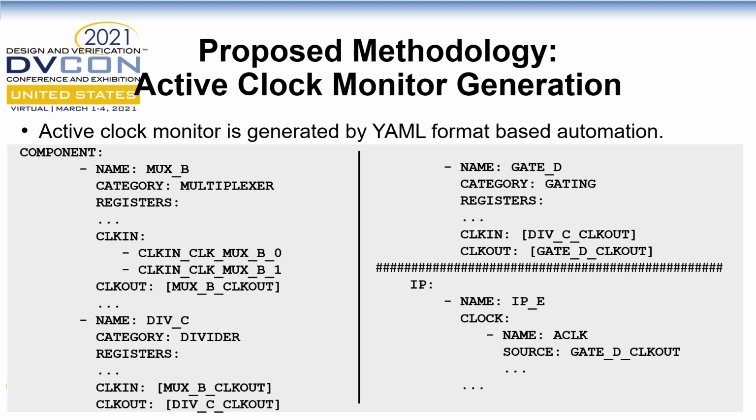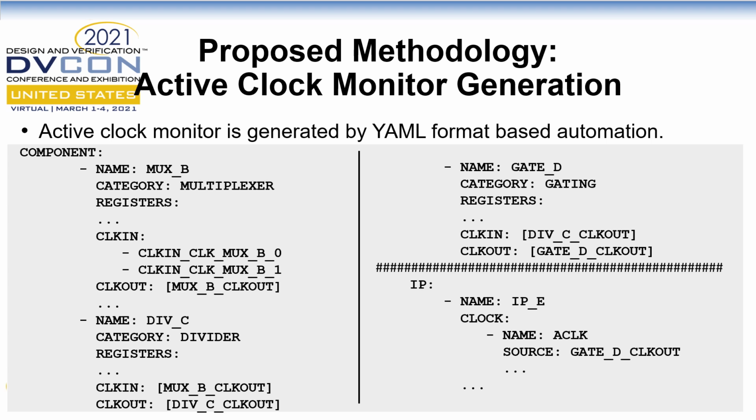The figure in this slide shows a simple example of the relationship between CMU components and IP clock. It describes the properties of CMU components in the block and the IP attribute which is connected to the output of the CMU components. It indicates that one block has a mux, divider, and gate named mux B, DVC, and gate D respectively. We can note that the mux B and DVC are connected, and the DVC and gate D are connected through the clock in, clock out properties.